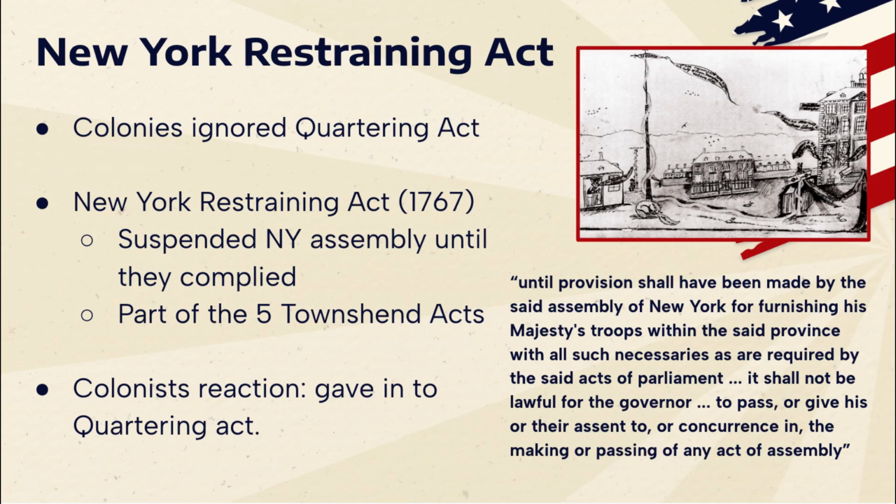In response to the Quartering Act, the colonies refused to abide by it, causing England to implement the New York Restraining Act. The New York Restraining Act was part of the 5 Townshend Acts, and it suspended the New York Assembly until the colonists complied with the Quartering Act. In response, the colonists got scared of the consequences and gave in to the New York Restraining Act, eventually abiding by the Quartering Act.